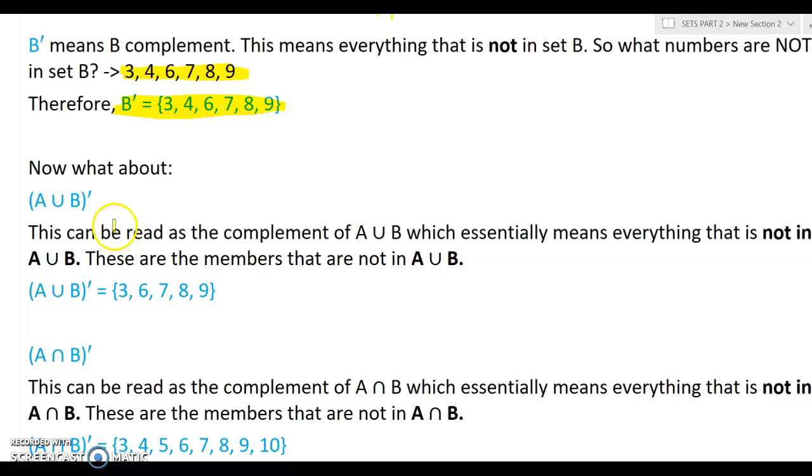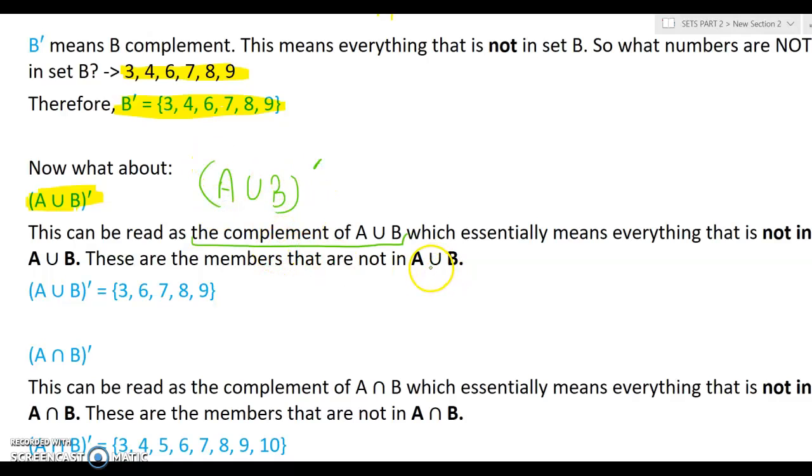So here we have this. So what does this mean? Right? If we look at the brackets, in the brackets we have A union B. So this can be read as the complement of A union B, because the complement is on the outside, right? So again, this can be read as the complement of A union B.